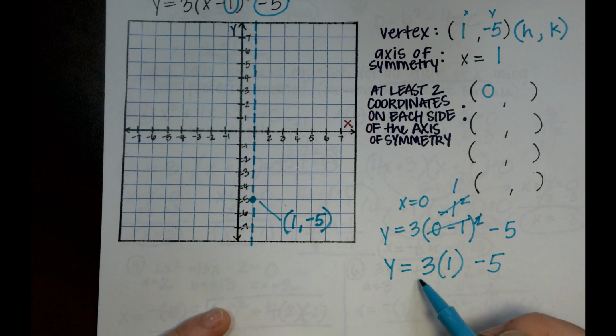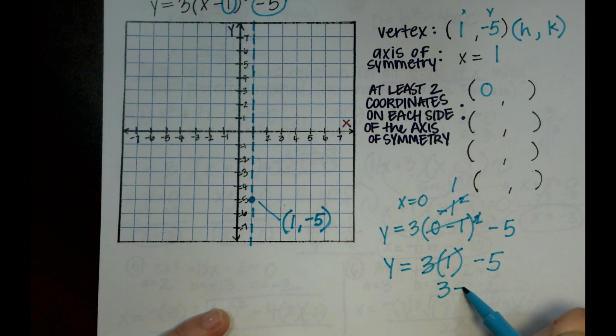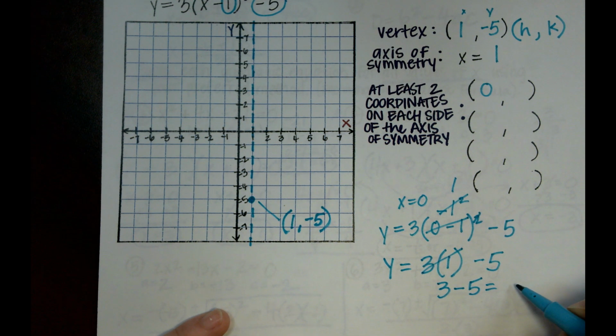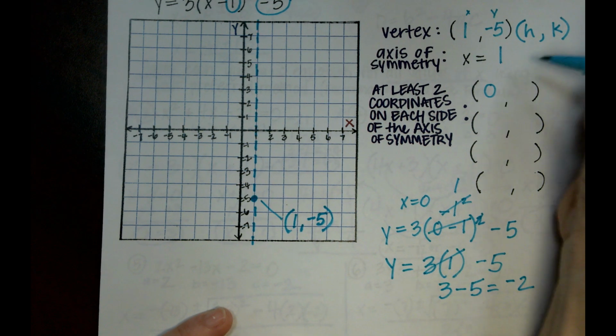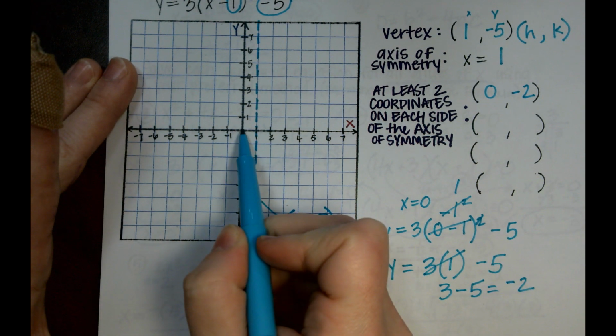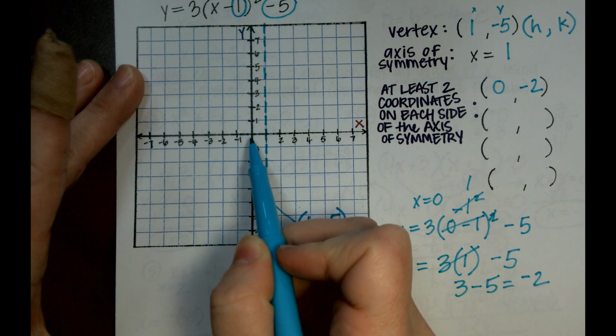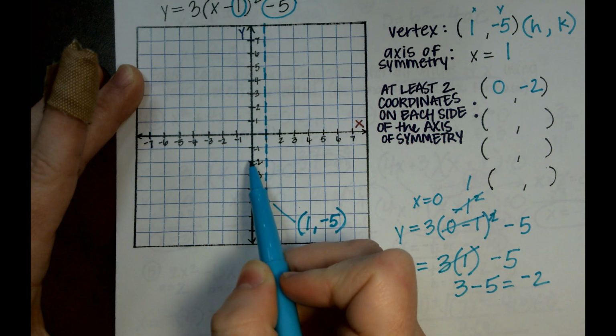And 3 times 1 is what? Just 3 minus 5, which is negative 2. So look at that. When x is 0, y is negative 2. So let's go to x is 0, which is right here in the middle, and y is negative 2.